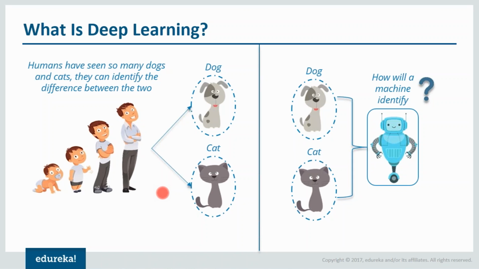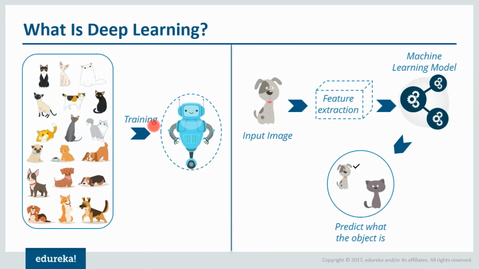But what if I want a machine to do that task for me? How will a machine identify whether the given image is of a dog or a cat? One way of doing that is we can train our machine on a lot of images of different cats and dogs, that is different breeds of cats and dogs. And then once our training is done, we can provide it with an input image. Then we'll manually extract certain features. Features like nose, whiskers, colors, edges, it can be anything. The important features which actually help us in classifying whether the input image is a cat or a dog.